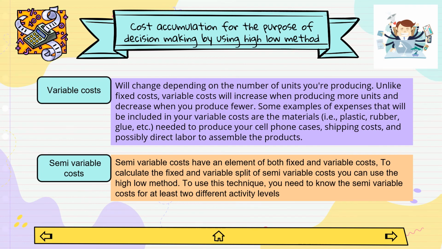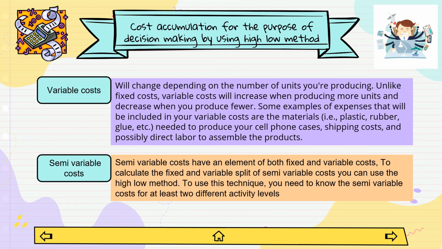Okay, how about variable cost? Variable cost will change depending on the number of units you produce. Unlike fixed cost, which as we know remains the same from beginning until the end, variable cost will increase when producing more units and decrease when you produce fewer. Some examples of expenses that will be included in your variable cost are the materials such as plastic, rubber, glue, etc. needed to produce your cell phone cases, shipping costs, and possibly direct labor to assemble the product.